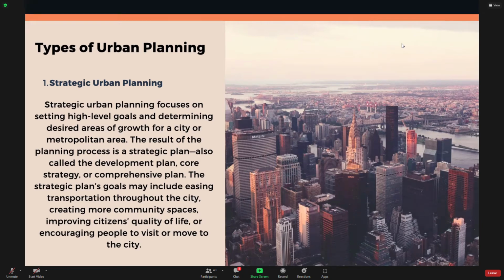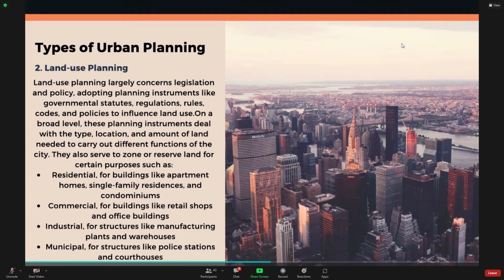And all of these must refer to each other. What are the country's missions? And then we have to follow through. But at the local level, they have to come up with a very detailed local plan because they know their area better. So the detailed plan is in the local plan. These are strategic urban planning.